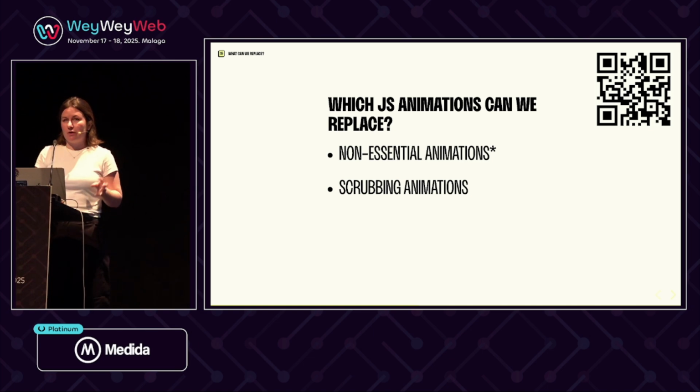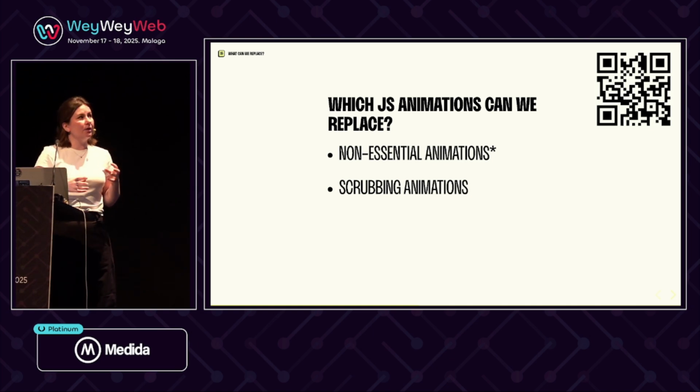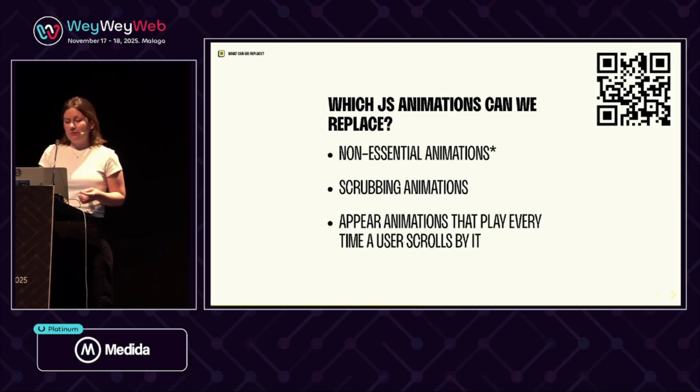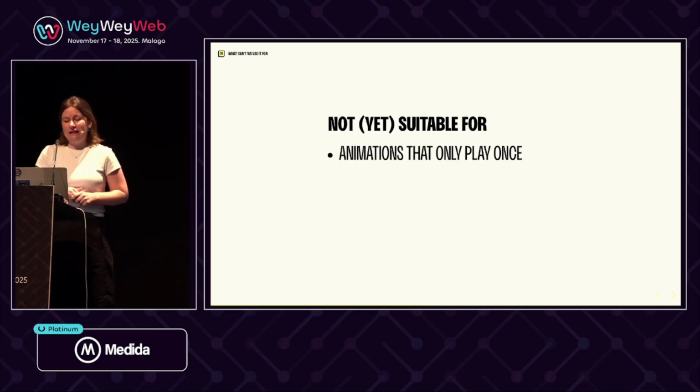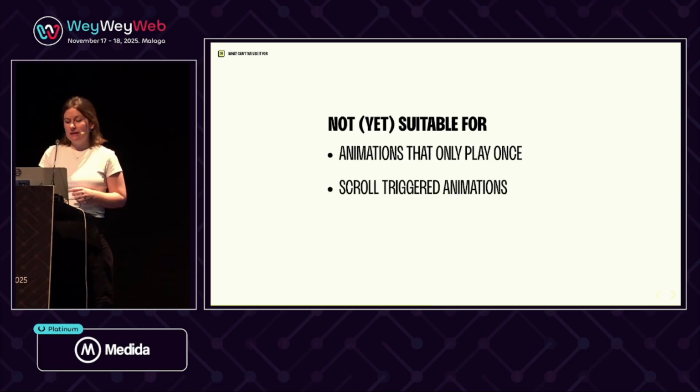It's also perfect for scrubbing animations, which are animations that need to look good at any point inside of the animation. So it needs to look good at 20%, and it needs to look good at 100%, because people can stop scrolling at any moment. It's also perfect for appear animations, especially if you want them to play every time a user scrolls by it, because it's currently not yet suitable for animations that only play once.